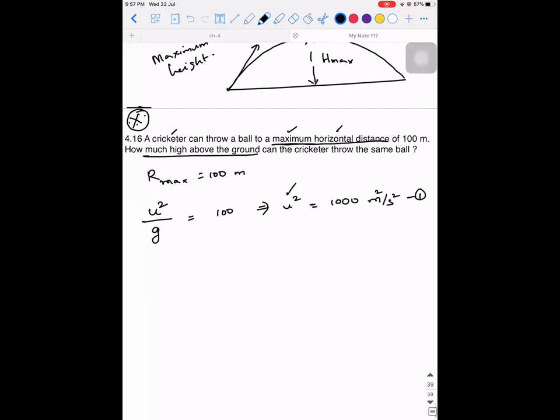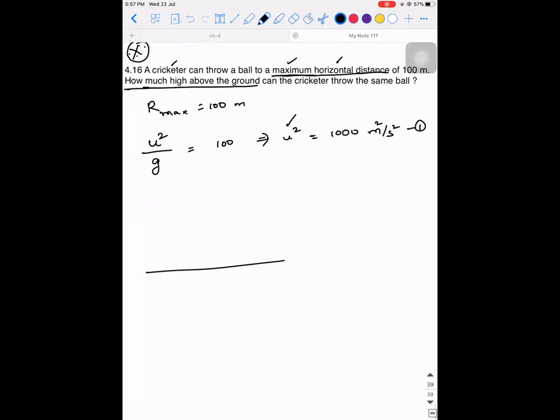That is why I told, how high above the ground can the cricketer throw the same ball? They are asking in this direction, the y-axis, how high can he throw the ball? You're able to understand what is the tricky point about this question. So this is the height they are asking. If you apply the formula u square sine square theta by 2g, you will not get the answer. Above the ground means perpendicular to it.